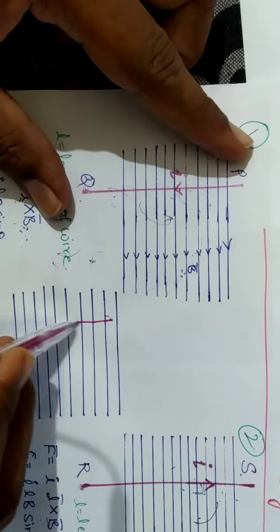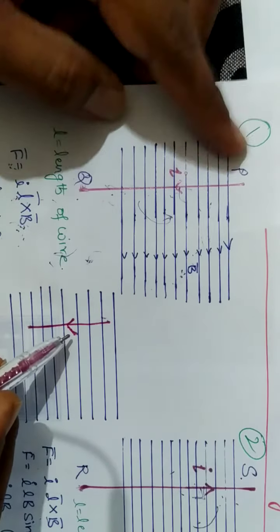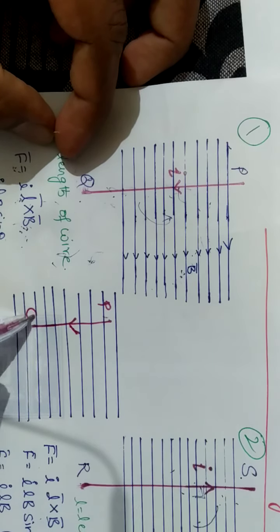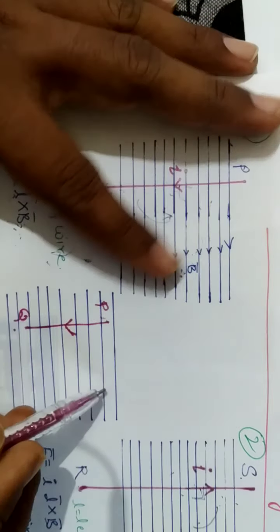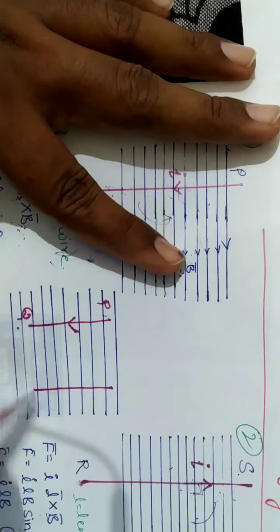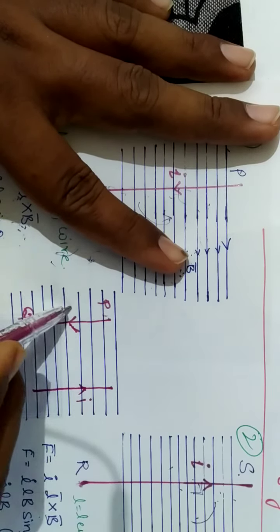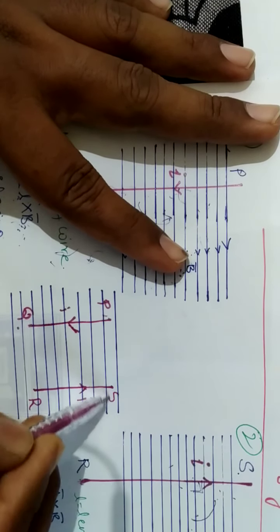So I just draw this. It is downward, and I name the wire P and Q. And here is the second wire. I draw the second wire here, and the current is flowing upwards. The name of this wire is R and S.